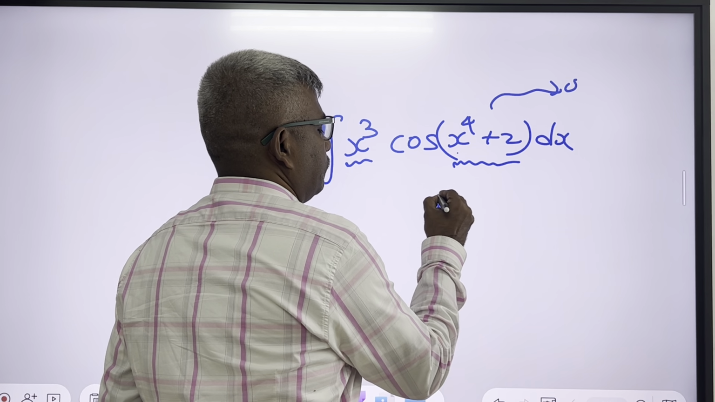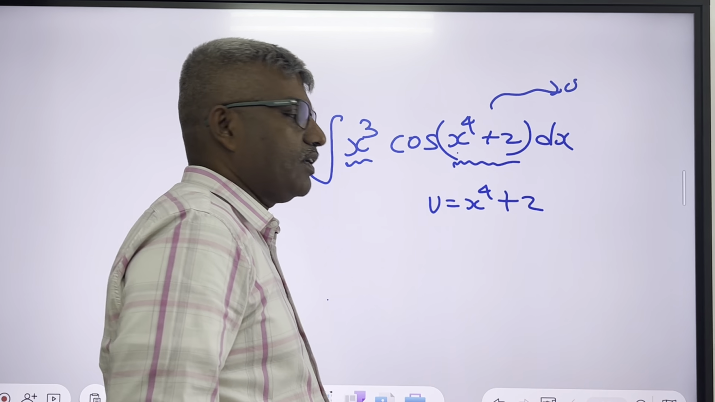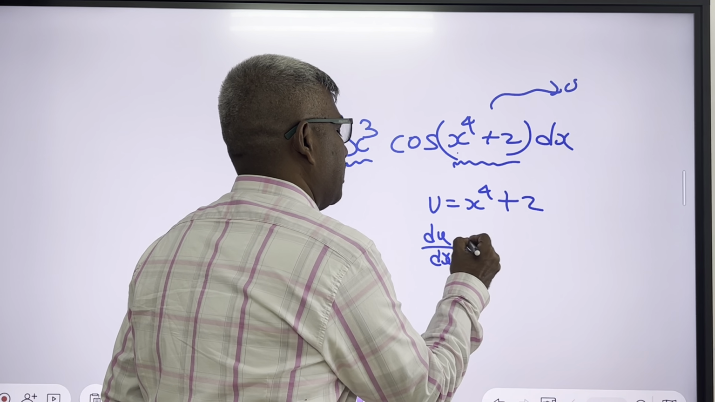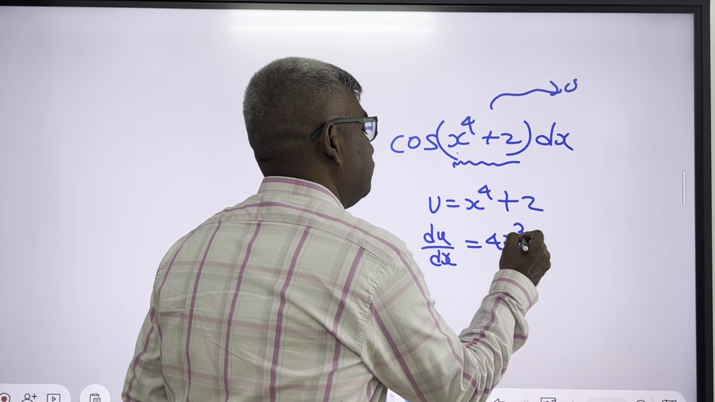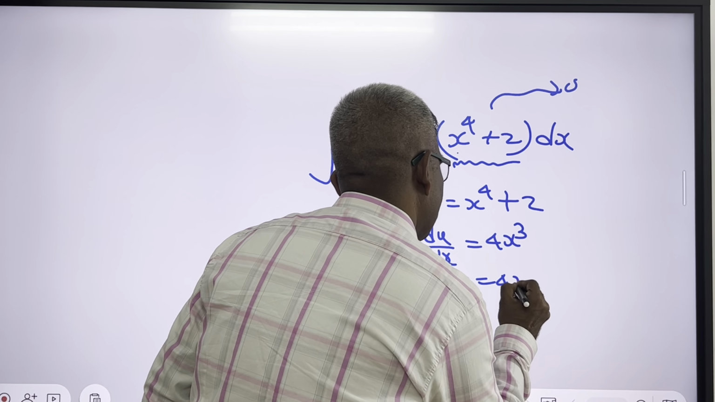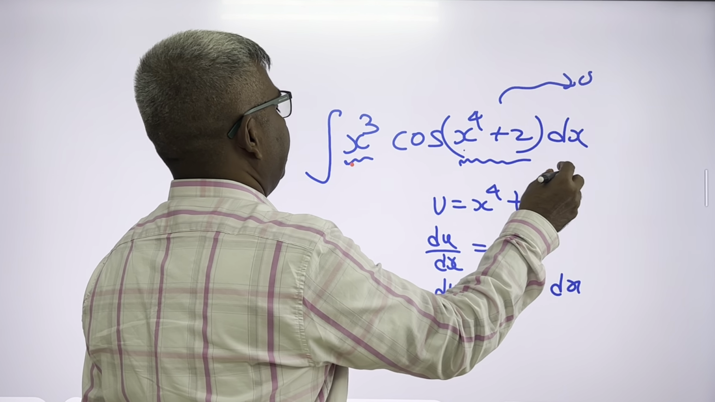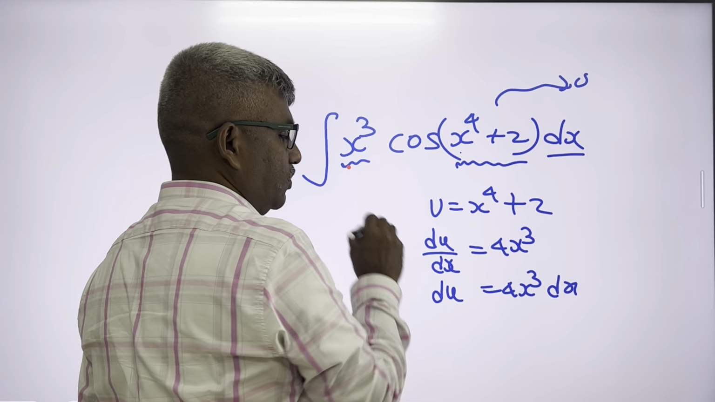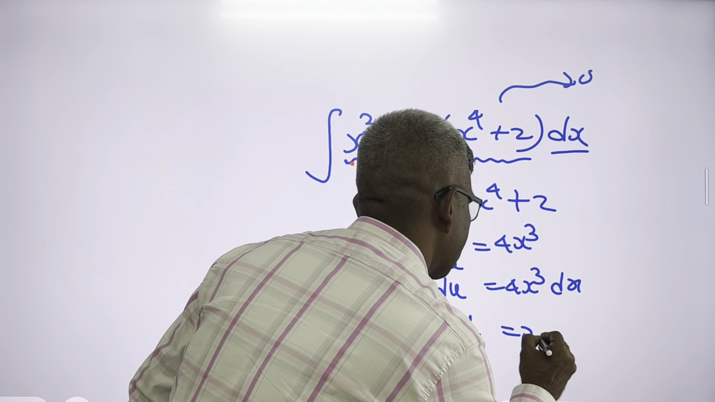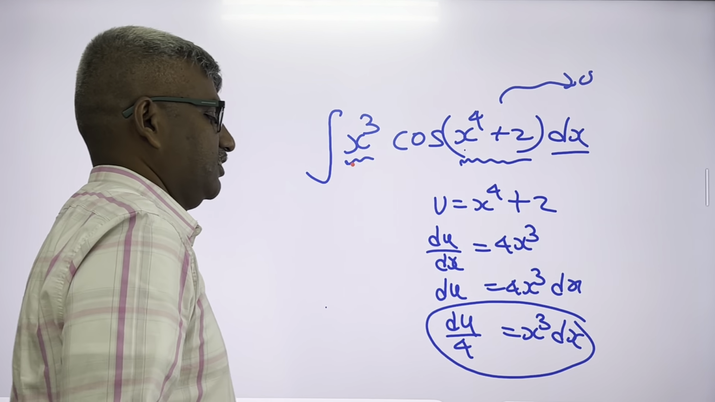Now, u equals x power 4 plus 2. Now what is du by dx, the derivative? What will come? 4x cube, right? du is equal to 4x cube dx. What do we have then? x cube and dx only. So du by 4 is equal to x cube dx. Got it?